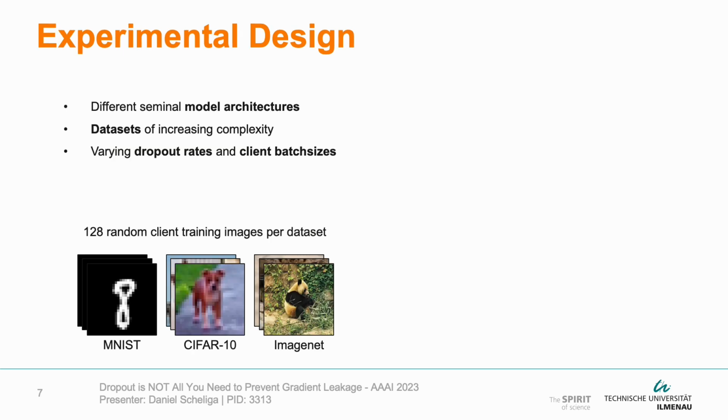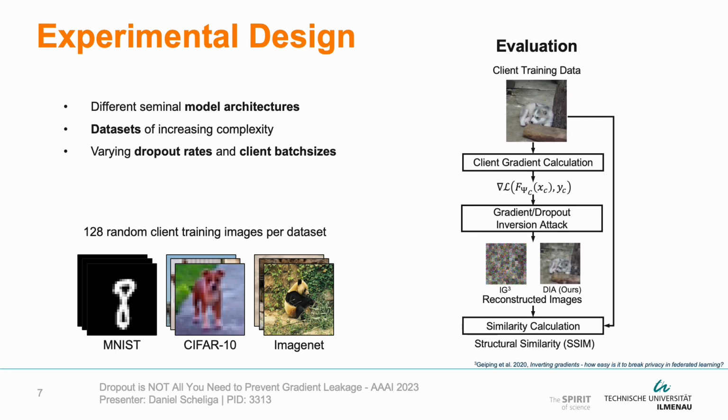To systematically evaluate our proposed approach, we investigated different model architectures, datasets, as well as different client batch sizes and dropout rates. For each dataset, we randomly select 128 client training images to be reconstructed by the gradient inversion attacks. We evaluate the attack success by first calculating the client gradients from the client images. These gradients are then attacked by the gradient inversion attack to obtain the reconstructions. Finally, we calculate the structural similarity, or SSIM, between reconstructions and original images to measure the reconstruction quality.